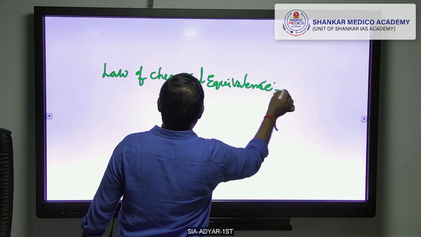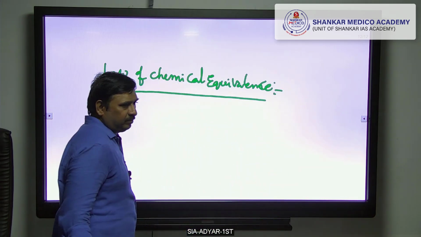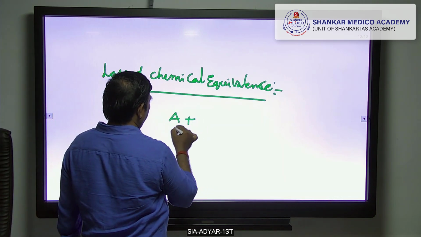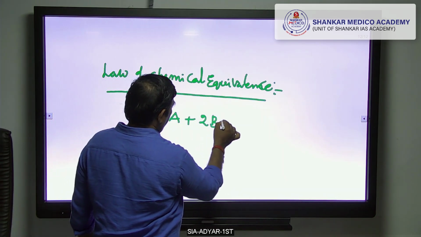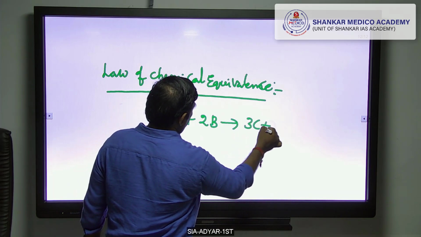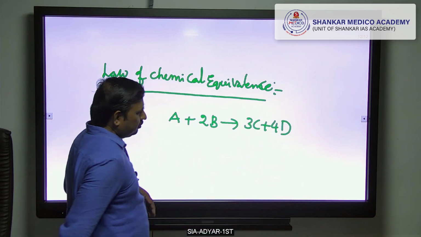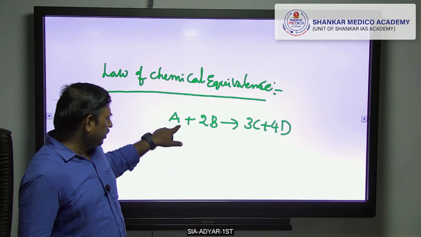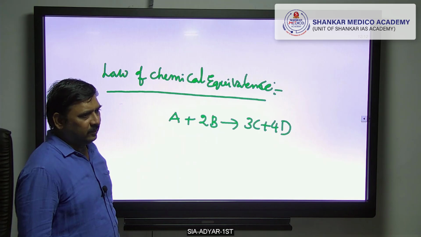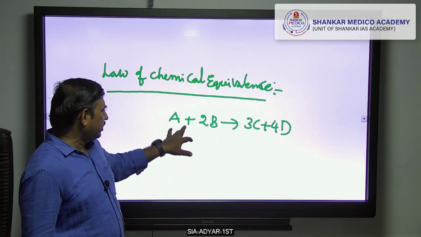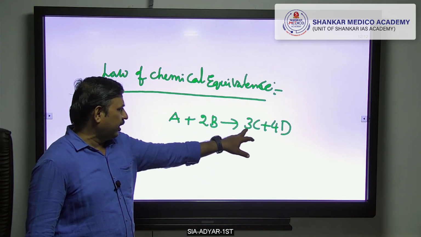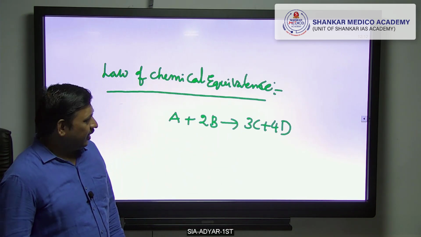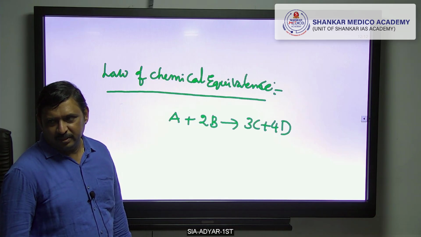So what is the meaning of the law of chemical equivalence? Suppose a chemical reaction is there: 1 mole A, 2 mole B gives rise to 3 mole C plus 4 mole D. According to this equation, suppose you consider this is a balanced, given stoichiometric equation. 1 mole A and 2 mole B are the reactants. The products are 3 mole C and 4 mole D.